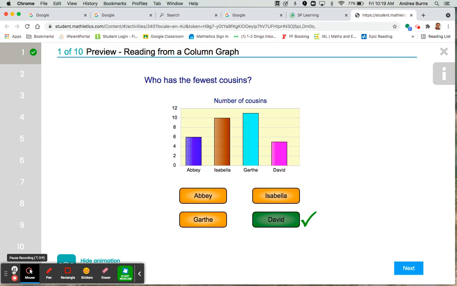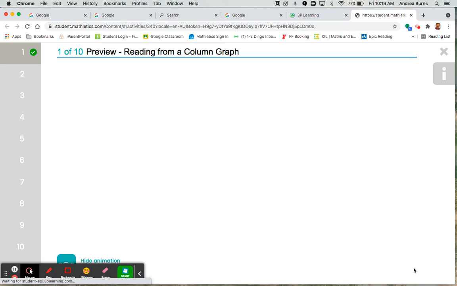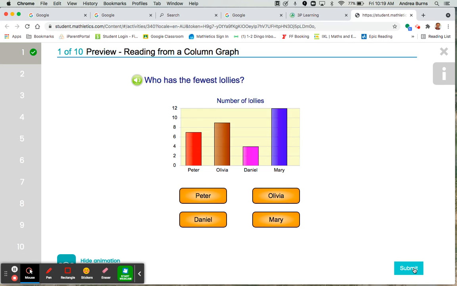Let's have a look at another question. And here comes one. Who has the fewest lollies? Well, let's look at our graph again. You can see that Peter goes all the way up to halfway between the 8 and the 6, and that would be 7. Olivia goes all the way up to halfway between the 8 and the 10, so that would be 9. Daniel only goes up to 4, whereas Mary goes all the way up to 12. So the answer, who has the fewest lollies, it's going to be Daniel, isn't it? So let's just select that.